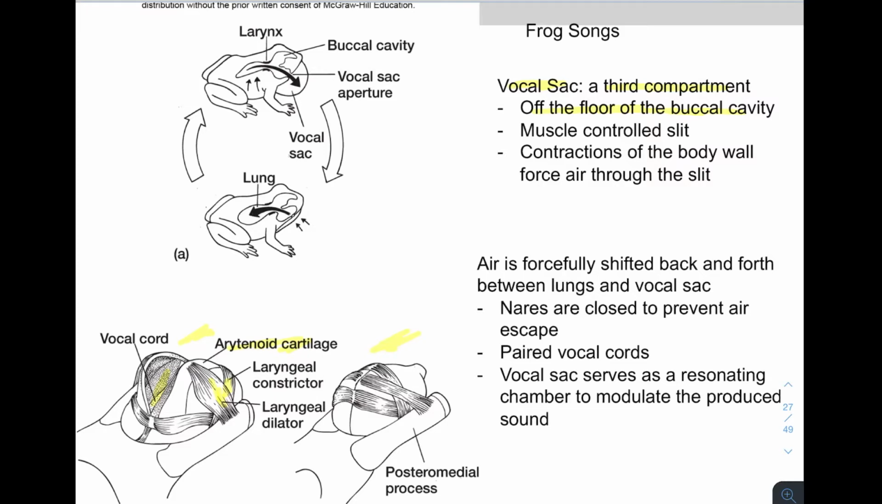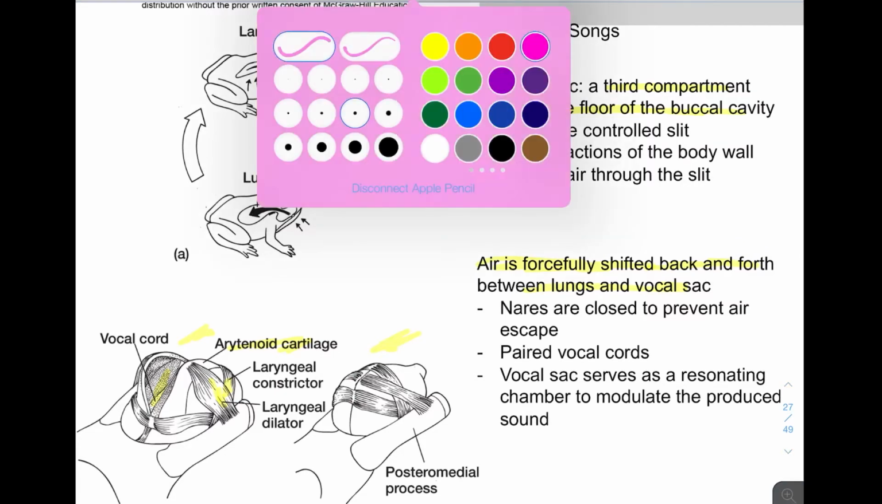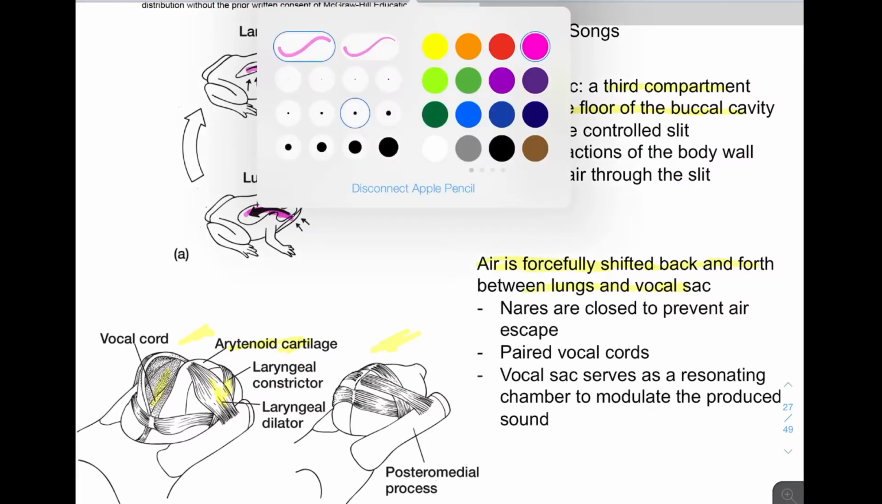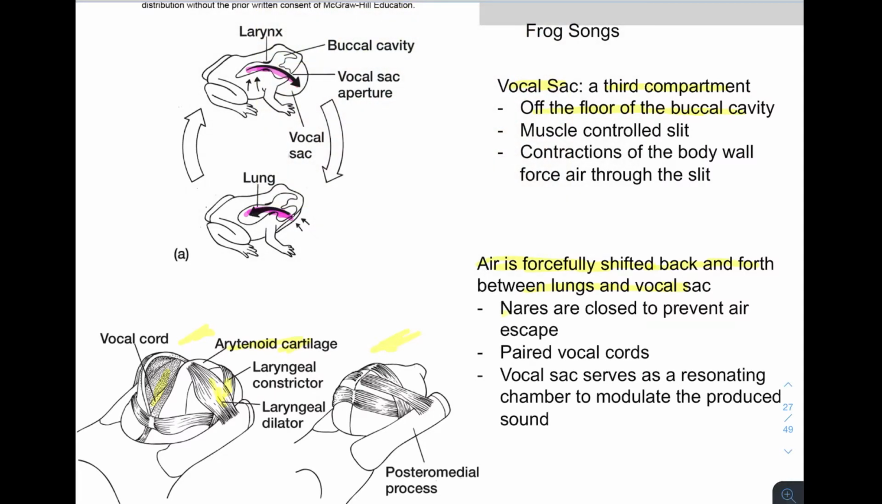And the way that it works is that air is forcefully shifted back and forth between the lungs and the vocal sac. And so we can see that the arrow can go this way and basically bounce off the vocal sac like a drum and then get shifted back into the lung that way. Now, for this to be successful, the nares are closed in order to prevent the air from escaping.